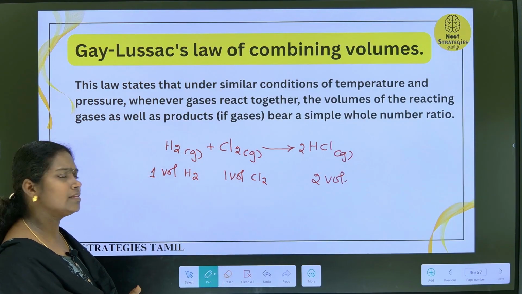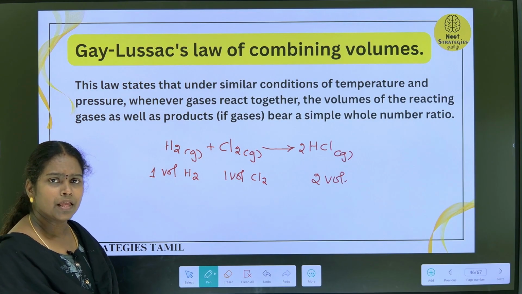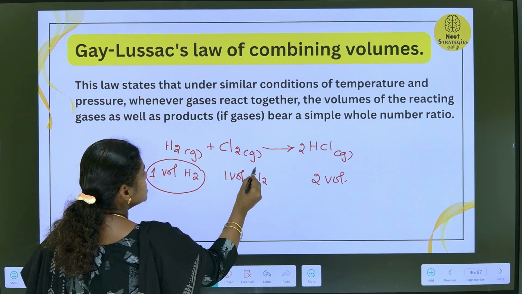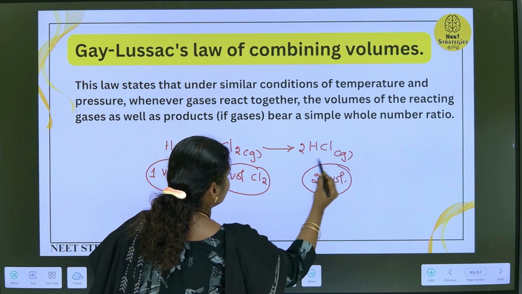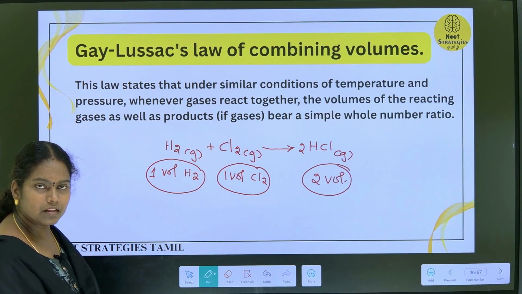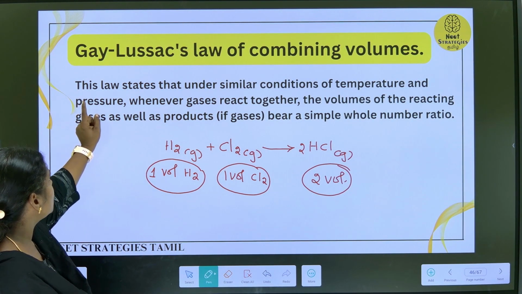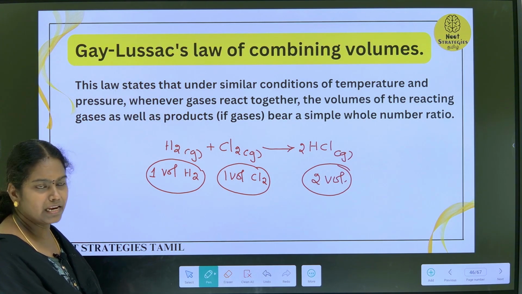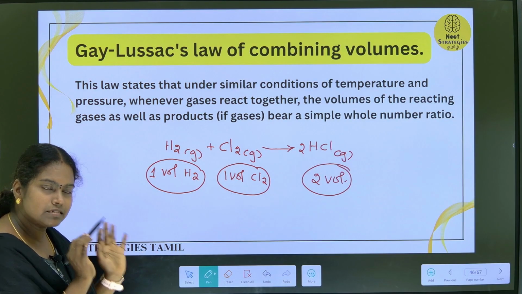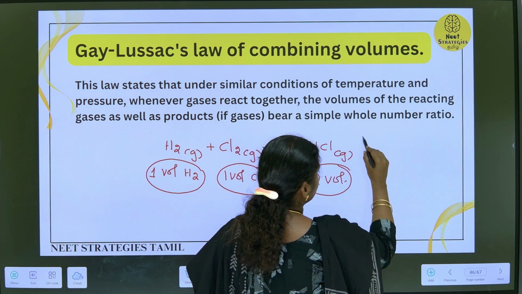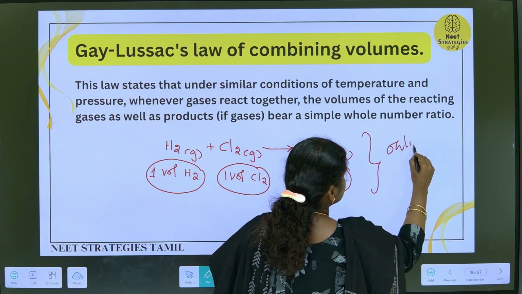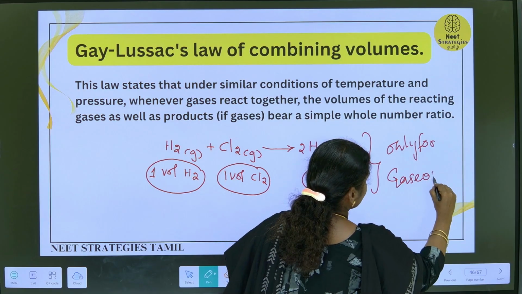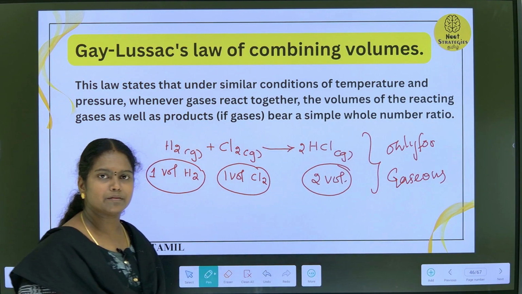Not only this one, whichever component you take, it is the same. So this is the simplest whole number ratio; giving 1 volume, 2 volume is the simplest whole number ratio. This is called Gay-Lussac's law of combining volumes. This law is applicable only to gaseous molecules.